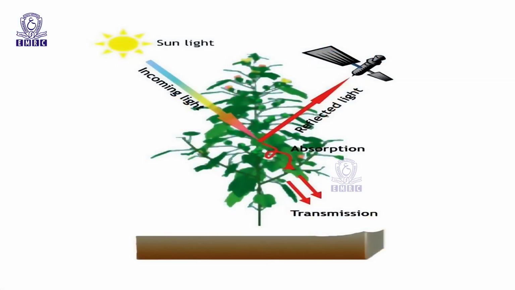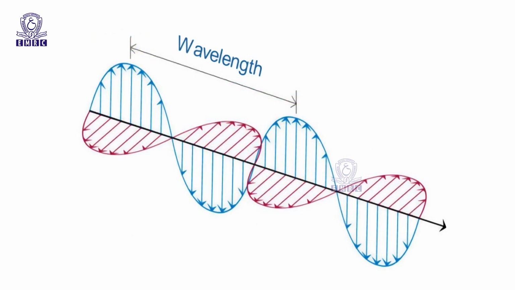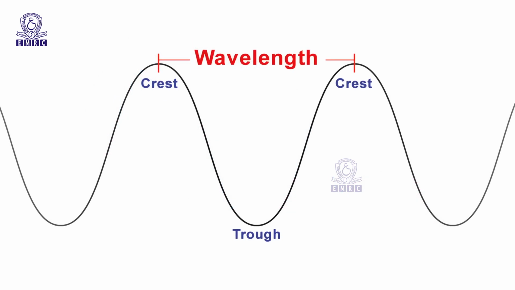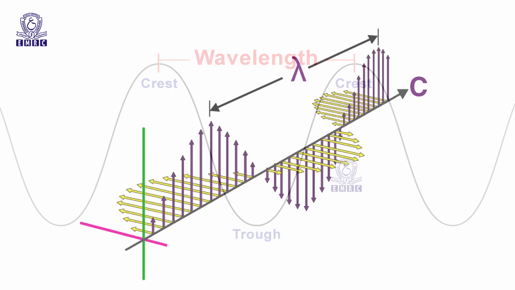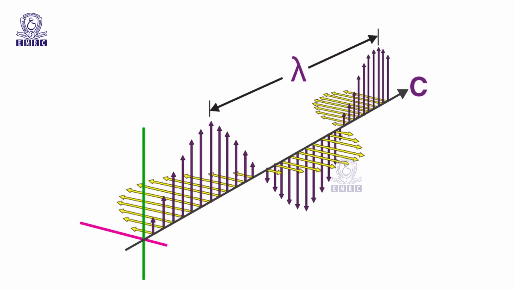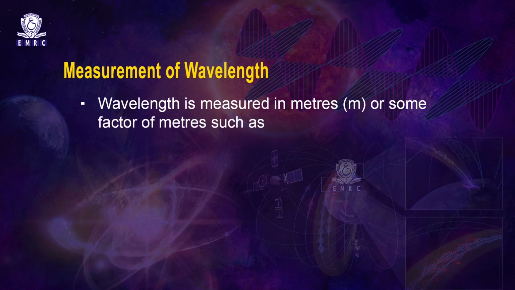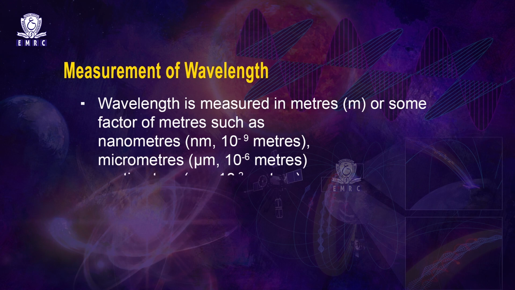Light can be thought of as a wave in the electromagnetic field of the universe. The wavelength is the length of one cycle, which can be measured as the distance between successive wave crests. The wavelength is usually represented by the Greek letter lambda. Wavelength is measured in meters or some factor of meters such as nanometers, that is 10^-9 meters, or micrometers, that is 10^-6 meters, or centimeters.